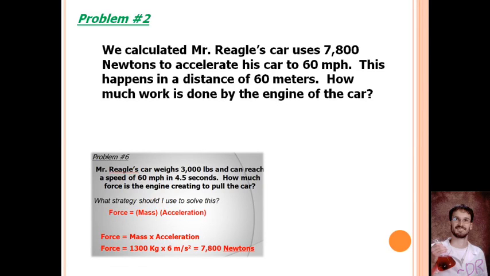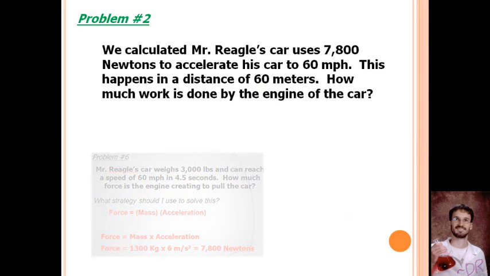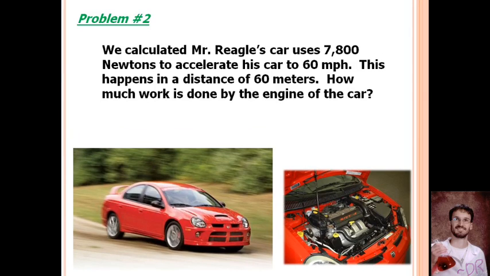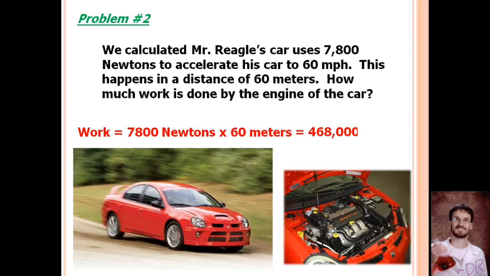Well, if I use 7,800 newtons to accelerate to 60 miles an hour, but I do that over a distance of 60 meters, we can figure out how much work the engine of my car is doing. So it is force times distance. If I accelerate from 0 to 60 using 7,800 newtons of force, and I do that over a distance of 60 meters, that means my car is doing 468,000 joules of work.